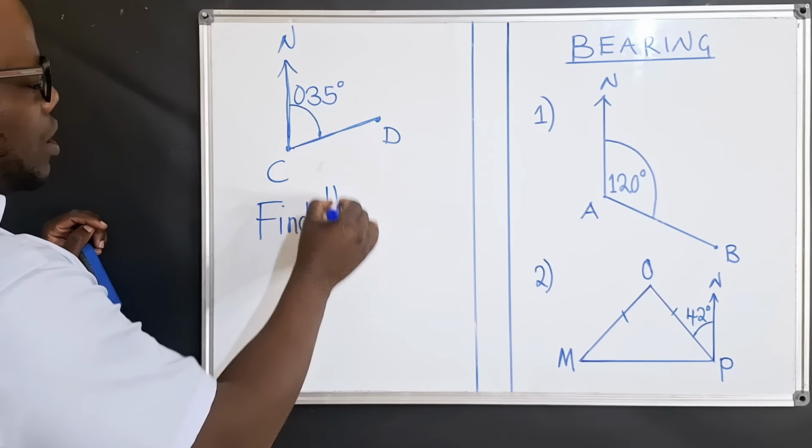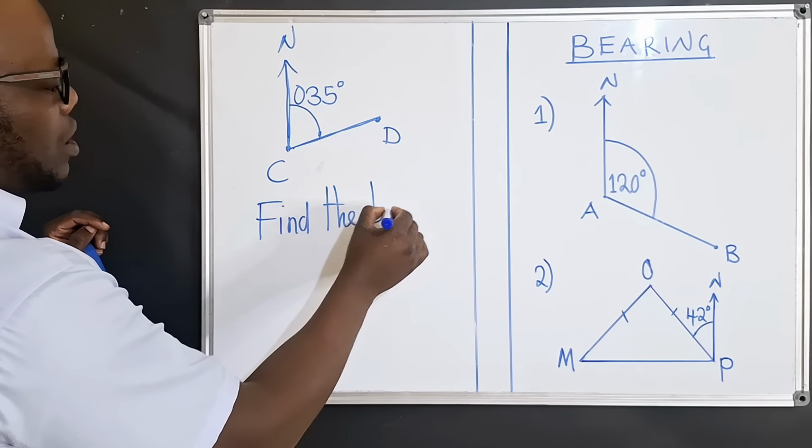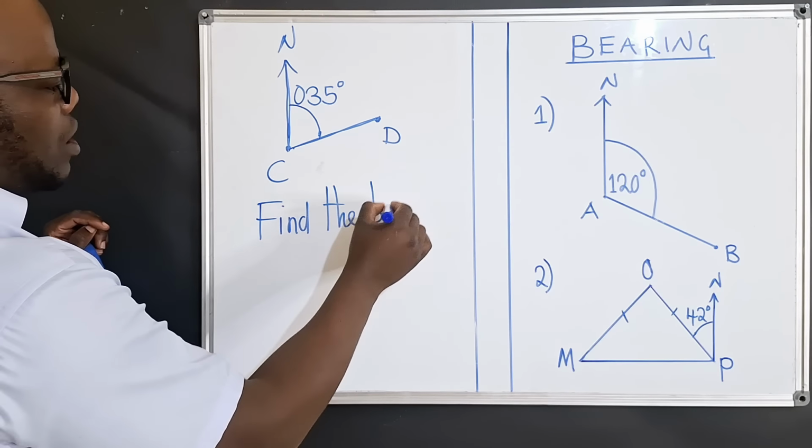So now, if I ask you that, find the bearing of C from D. This is how questions are asked. Calculate or find the bearing of C from D. So meaning you're going to find the direction or the angle, so to say, which we are calling a bearing, when standing at a point D.